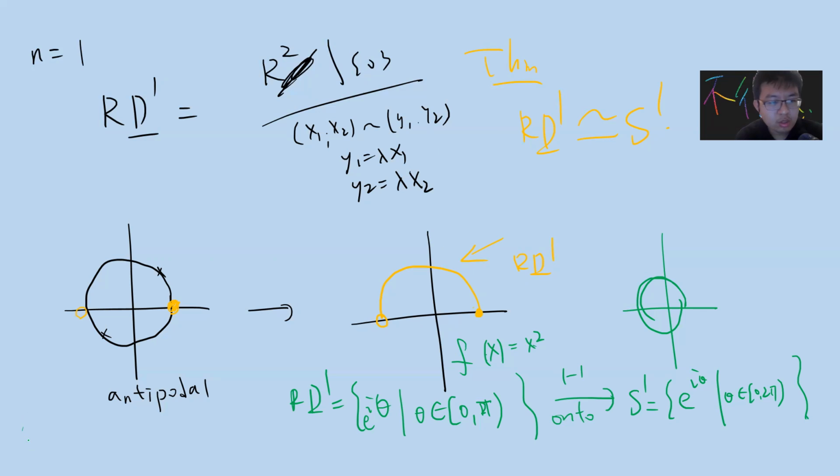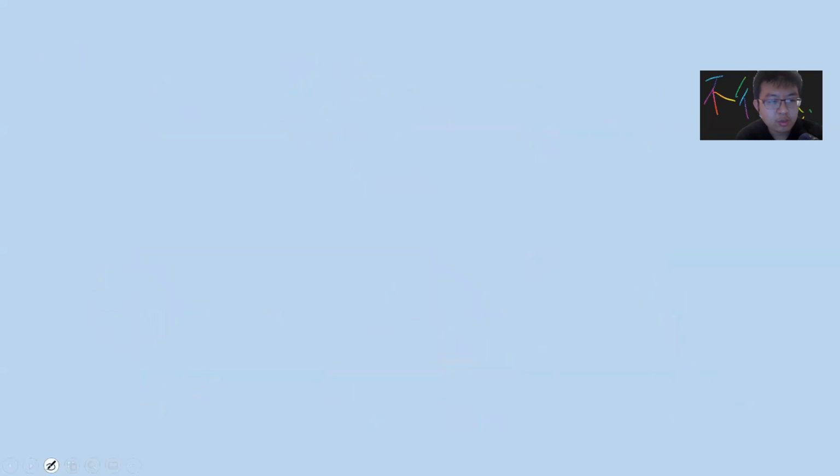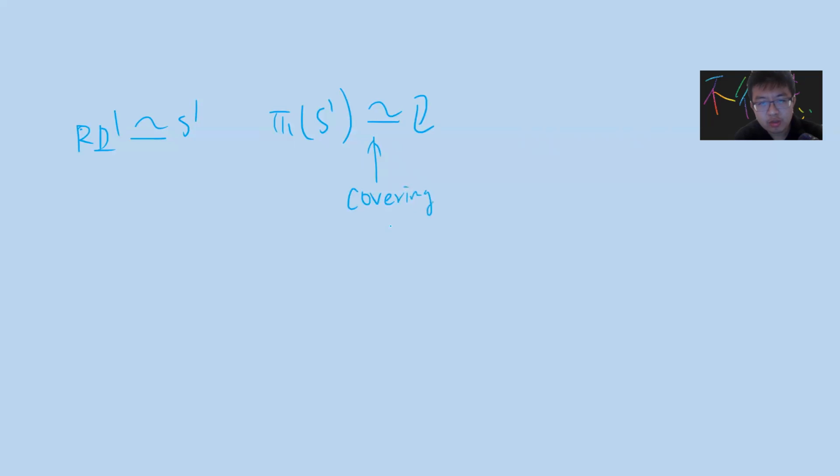So computing its fundamental group is very trivial, because we know RP1 is homeomorphic to the circle, and the circle has fundamental group the integers. You can check out Allen Hatcher or my other videos, but basically the proof idea uses the so-called covering map.